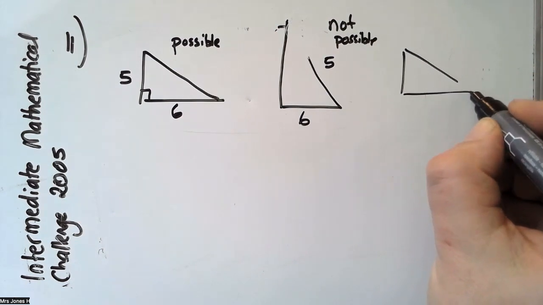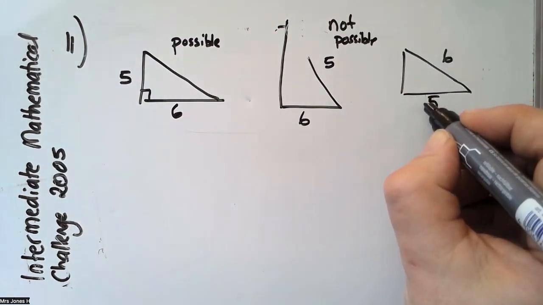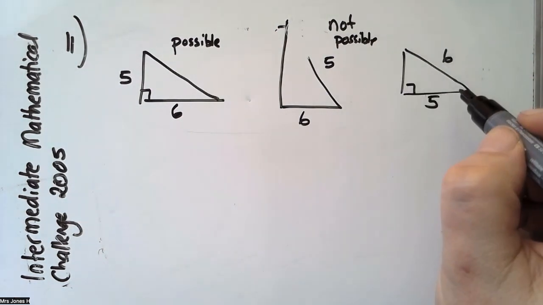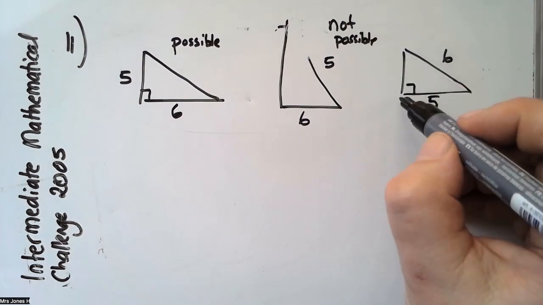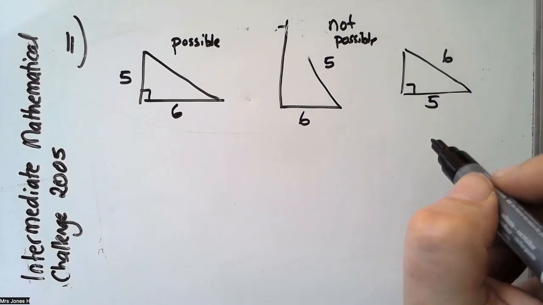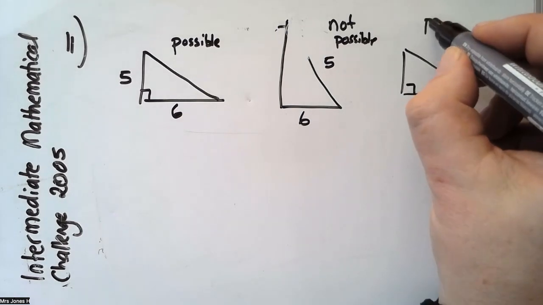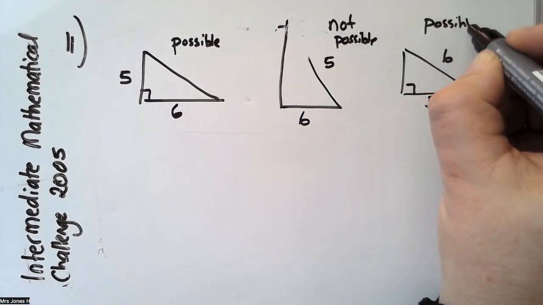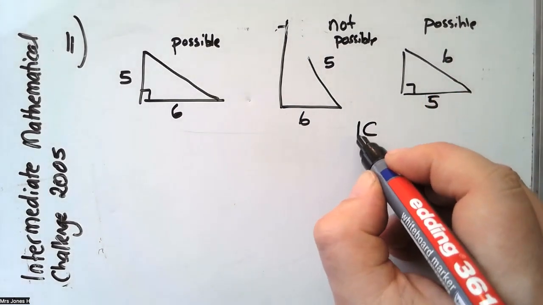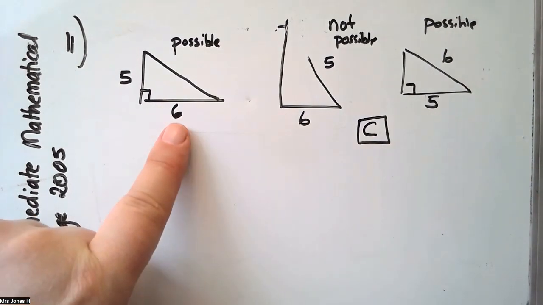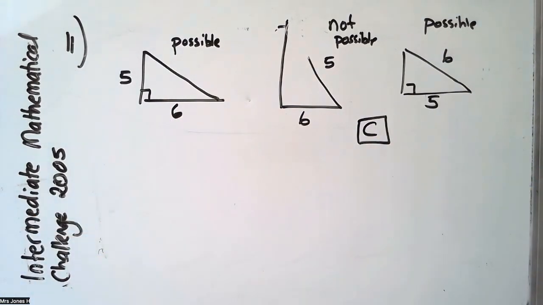And then this side here, we've got 6 here, we've got 5 here. And therefore this is indeed possible because this length is greater than this one here. Yes, it's going to be a third side with a square root, but it is possible. And therefore the answer is 2 possibilities, and therefore the answer is C. This one is possible, this one's possible, 2 possibilities.